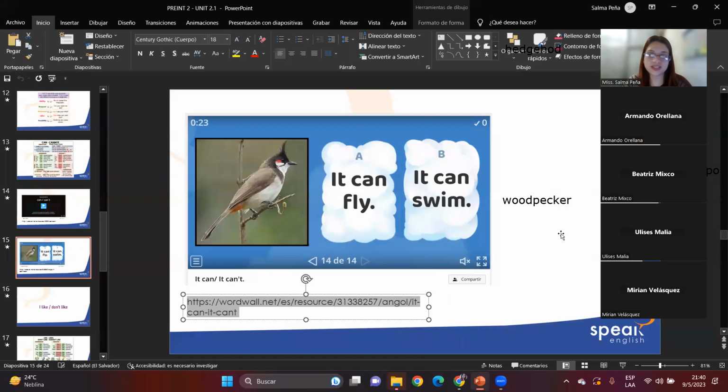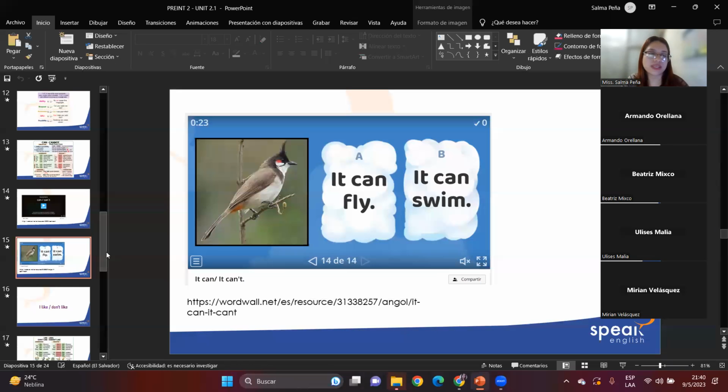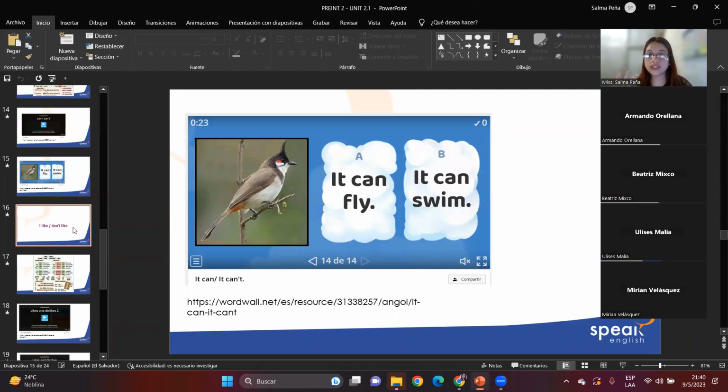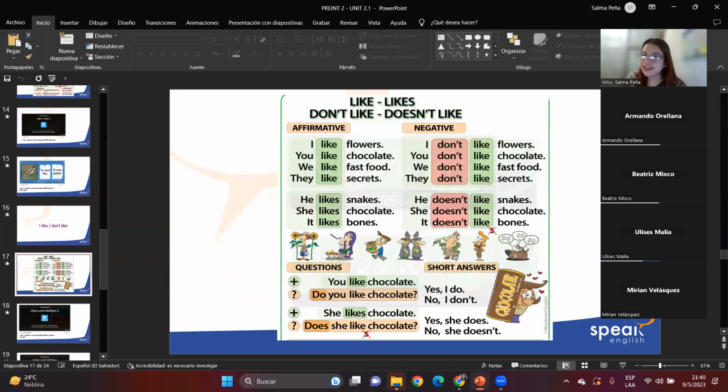Así es como ocupamos el can y el can't. And okay, so the first expression was to be crazy about something or someone that you really like. The second was can and can't. And there are two more expressions that we can use. The third expression that we have for today's class is I like and I don't like. How do you use it? I like is to talk about something that you love, that you enjoy.